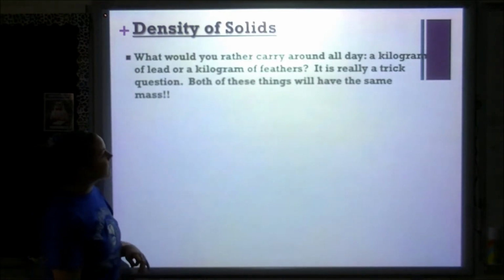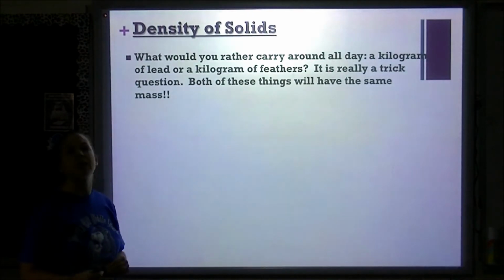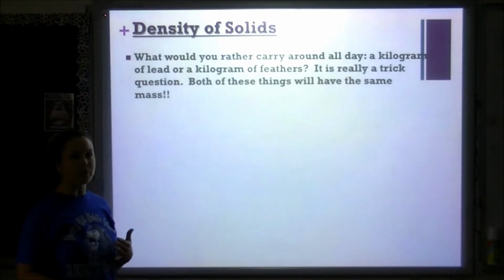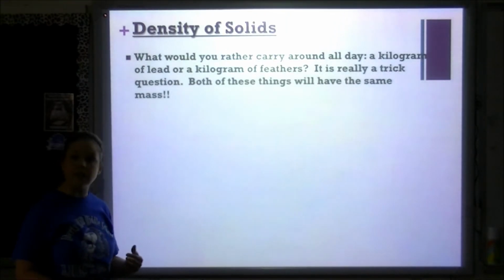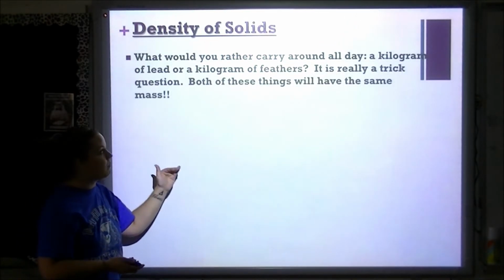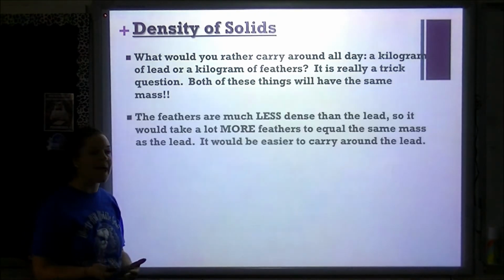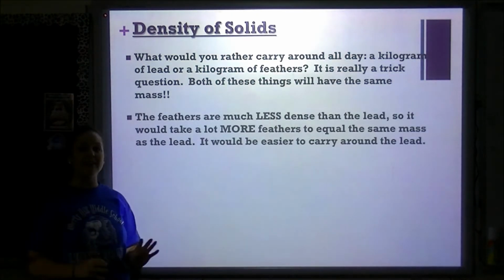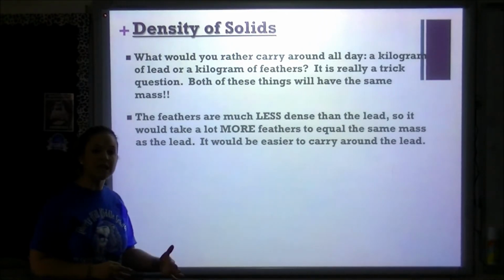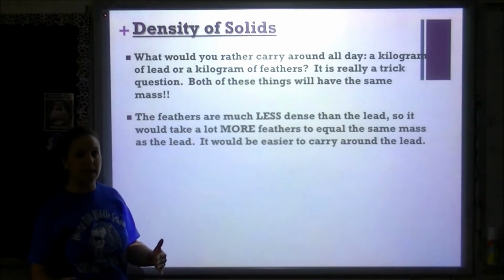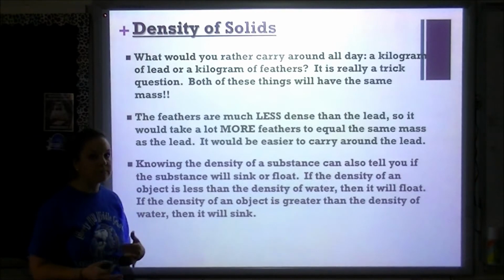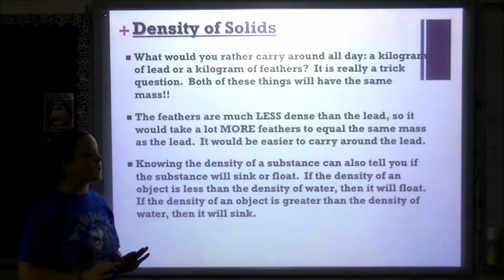Okay, when we're looking at density of solids, would you rather carry around a kilogram of feathers or a kilogram of lead? It's a trick question. Most people are going to respond the feathers because they think that feathers are lighter. But if we're looking at a kilogram of them, they're actually going to have the same mass. But you would actually have to have a lot more feathers because they're less dense. You need a lot more feathers to equal the same mass of lead because lead is more dense. So it'd probably be easier to carry around the lead, right? Because you'd have to have a big sack of feathers to equal 1 kilogram of lead.